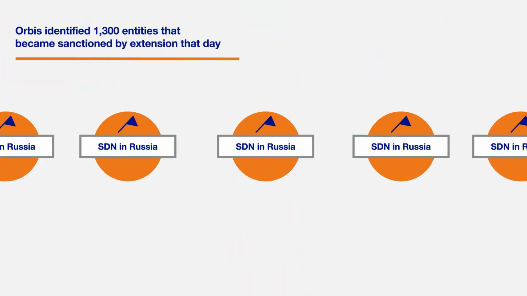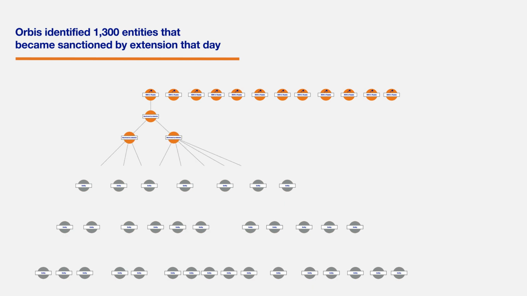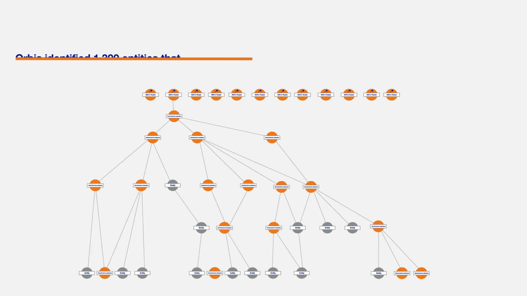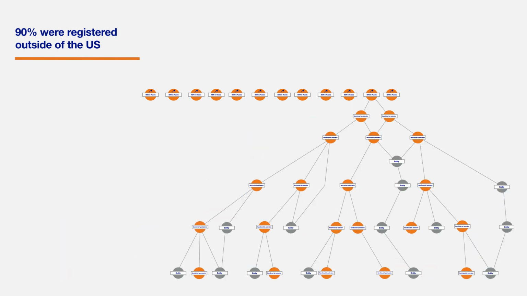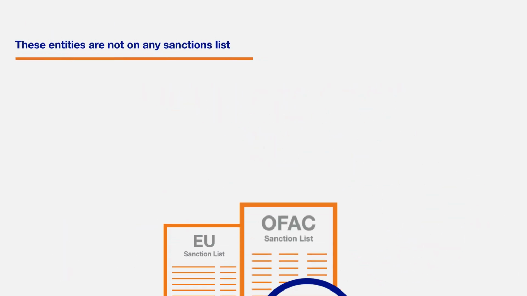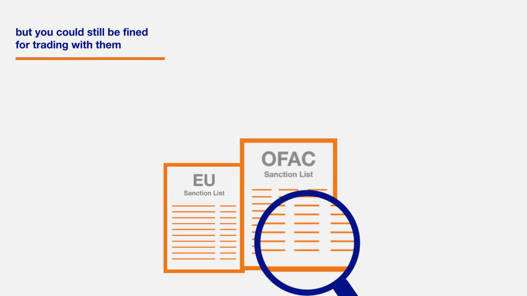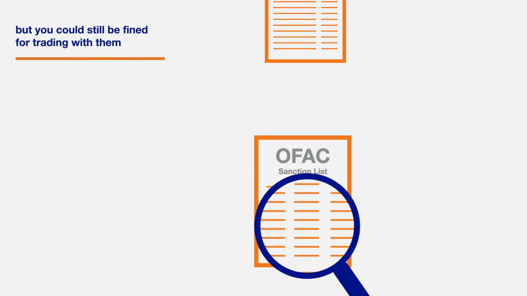In fact, Orbis identified 1,300 entities that became sanctioned by extension that day, and 90% were registered outside of the U.S. These entities are not on any sanctions list, but you should not trade with them and could still be fined if you do.